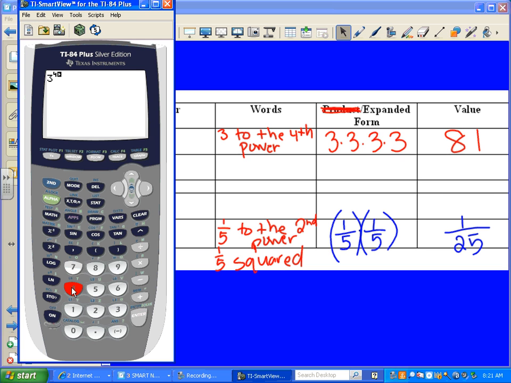So listen, because the third step was press 4. Here's how we can double check. Hit enter. Did you get 81? Then guess what? We just checked what we did using mental math. So we're smarter than the calculator, but that's what the calculator is doing. So I wanted to show you both ways.